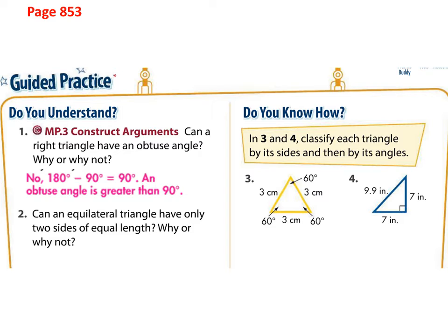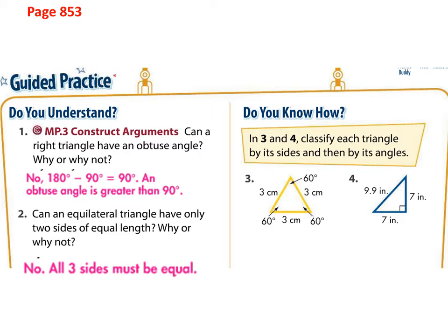Question 2. Can an equilateral triangle have only two sides of equal length? Why or why not? The answer, no. Because in an equilateral triangle, all three sides must be equal.